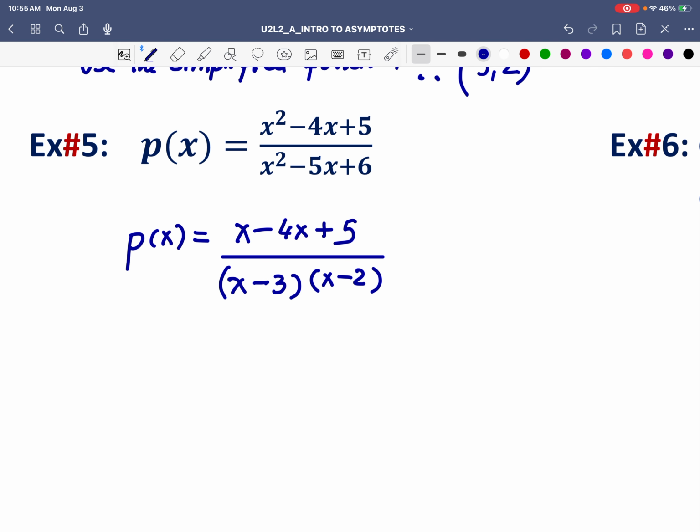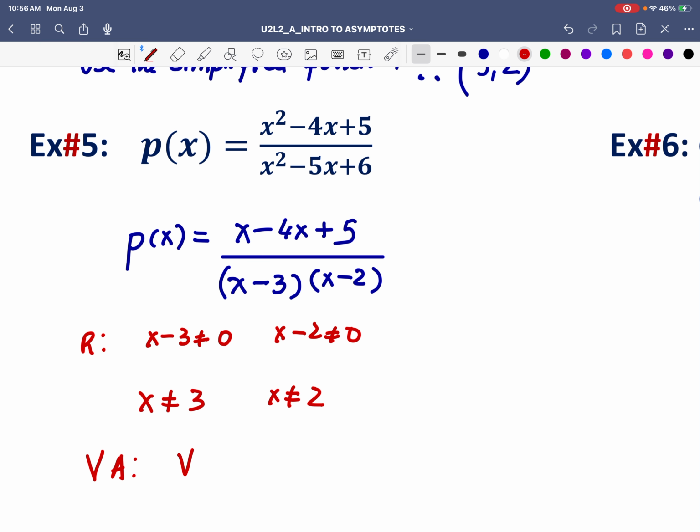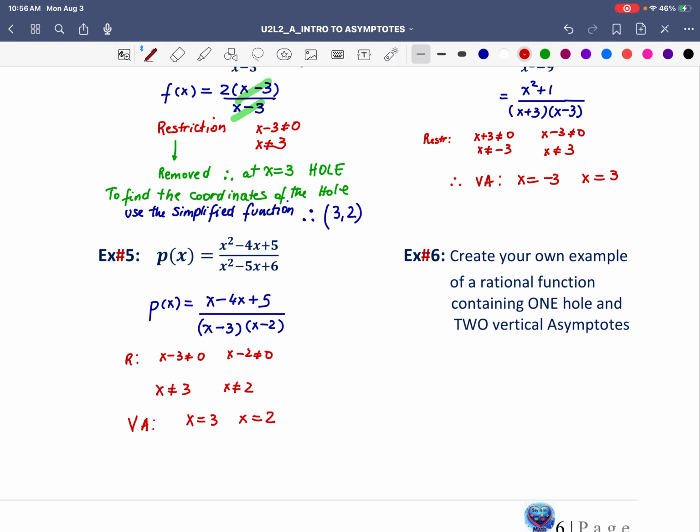Now, as you can see, we don't have any common factors. So the restrictions will be x minus 3 different than 0, x minus 2 different than 0, which tells us that x is different than 3 and different than 2. And that tells us again that vertical asymptotes are at x equals 3 and x equals 2. So 2 vertical asymptotes.